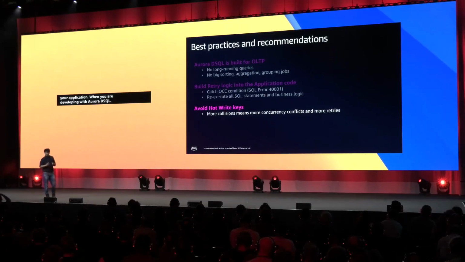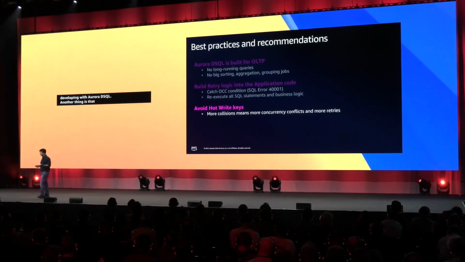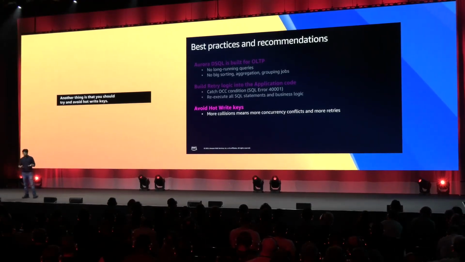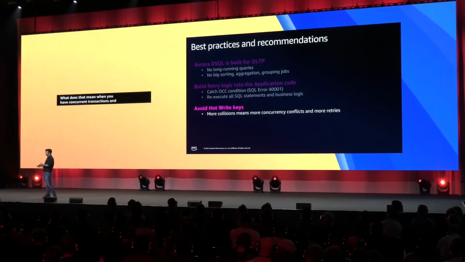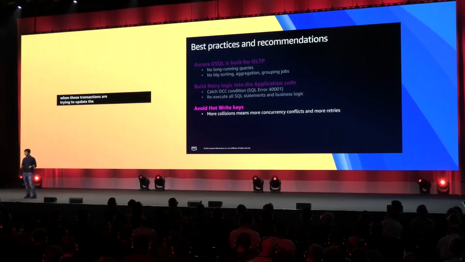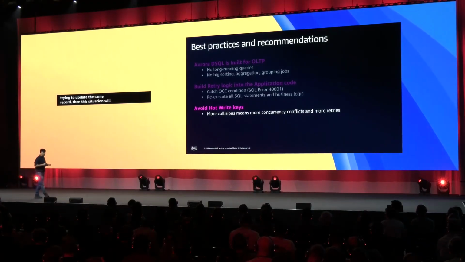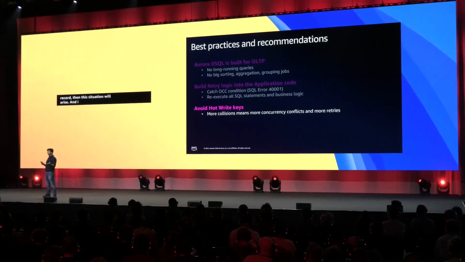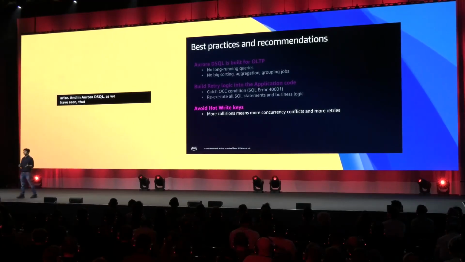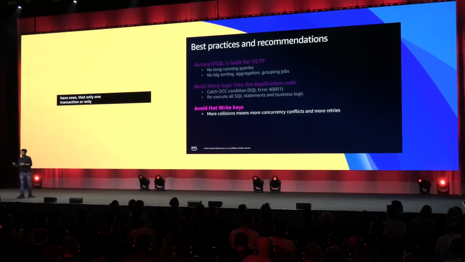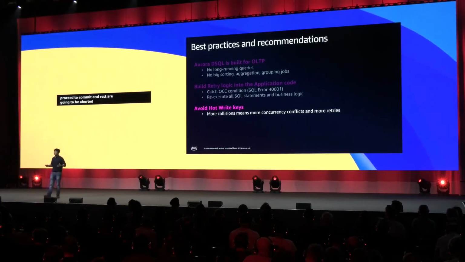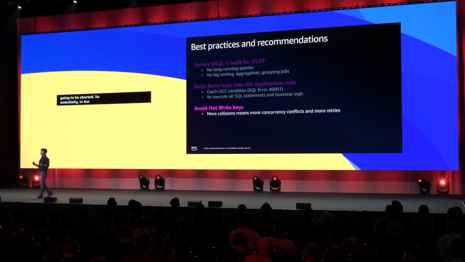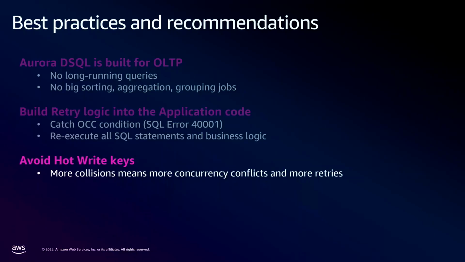Another thing is that you should try and avoid hot write keys. What does that mean? When you have concurrent transactions and those transactions are trying to update the same record, then this situation will arise. And in Aurora DSQL, as we have seen, only one conflicting transaction will proceed to commit, and the rest are going to be aborted. So essentially, in Aurora DSQL, you should have your data spread across the key space as dispersely as possible. Right?